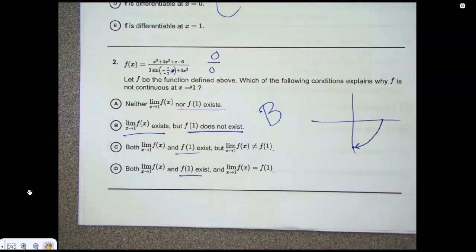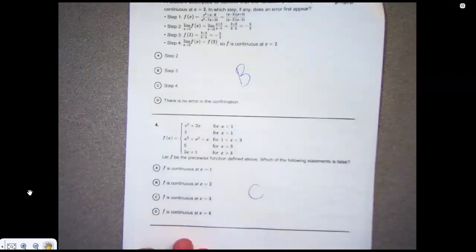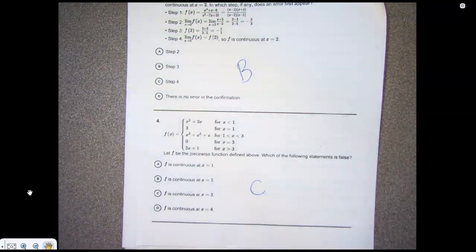Doesn't 0 over 0 sometimes mean indeterminate? Like, you just have to do more to figure it out. That's just another way to phrase a removable discontinuity. Yeah, it's the same thing. Does that help for that one then? Three and 4 are B and C there. Questions on those two? Okay.